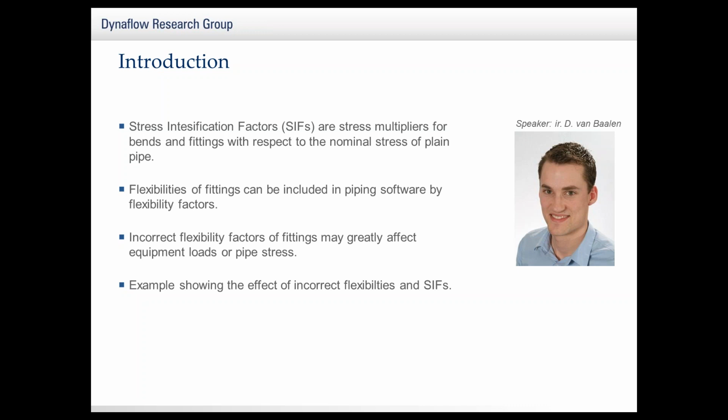Incorrect flexibility factors for fittings may affect the results in your piping stress analysis in a bad way. It can also be that your results are conservative, but this is not necessarily the case. So you should always assess your system in such a way that you know whether you need to focus more on your flexibilities and whether you're being too optimistic. I will end this presentation with an example in PCL Gold, where I will show how incorrect flexibility factors can affect your results.